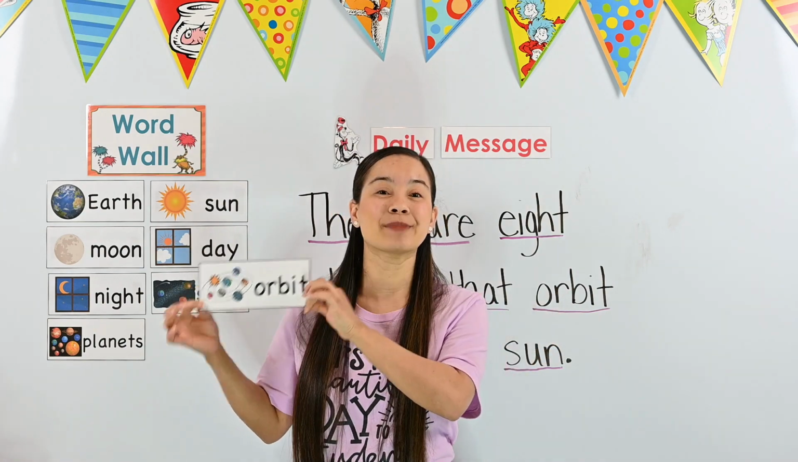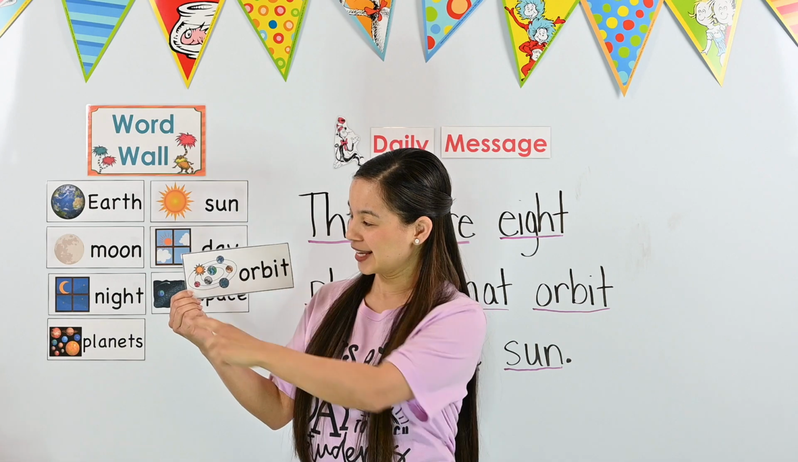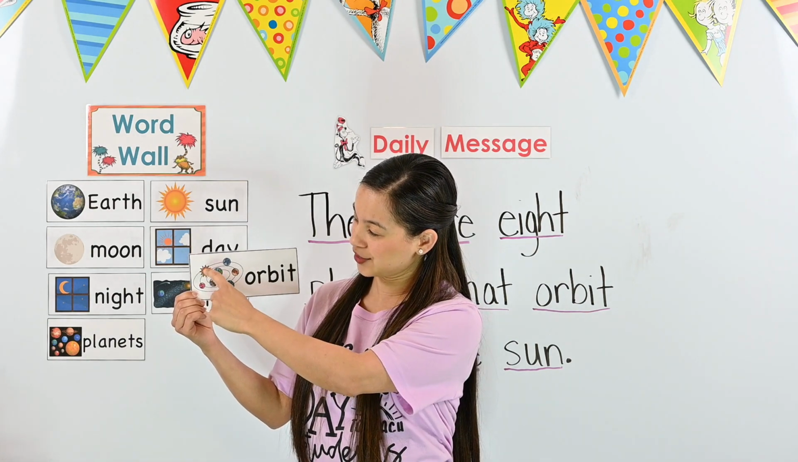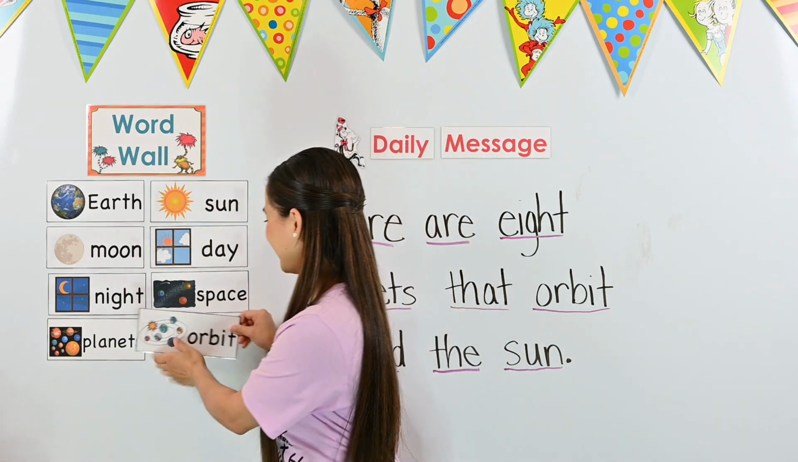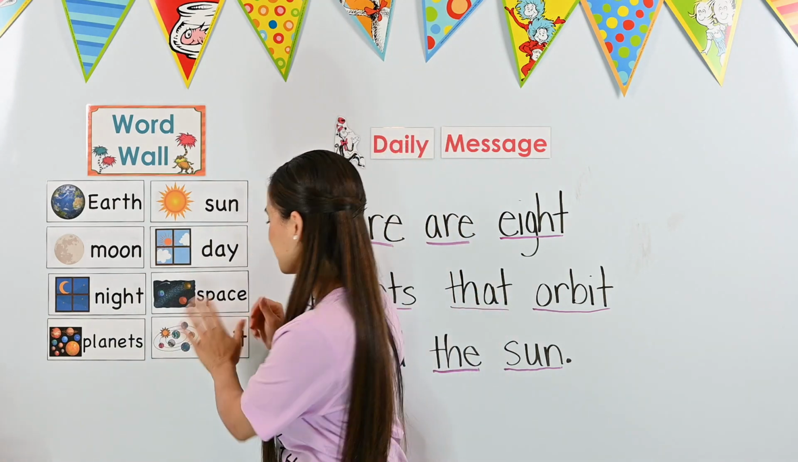So the planet Earth is in the perfect spot. It orbits in the perfect place around the sun. Here is the Earth and here's the sun. And we see other planets that go around the sun. Okay, let's put this on our word wall.